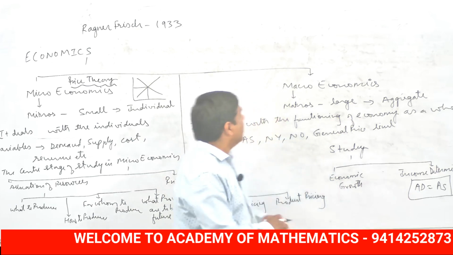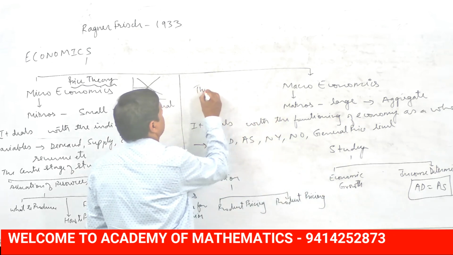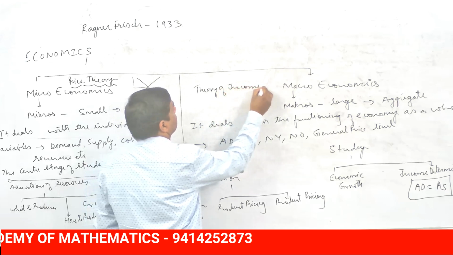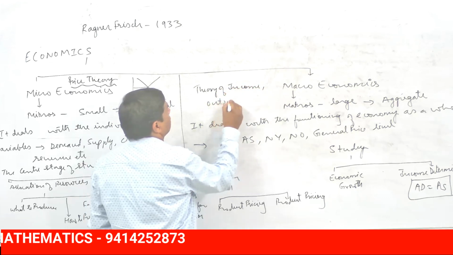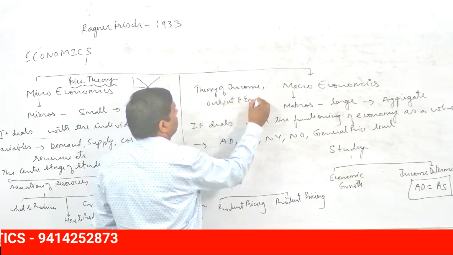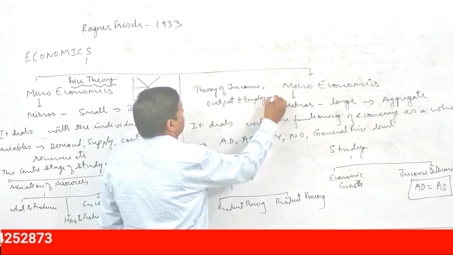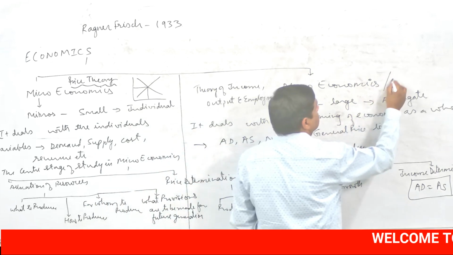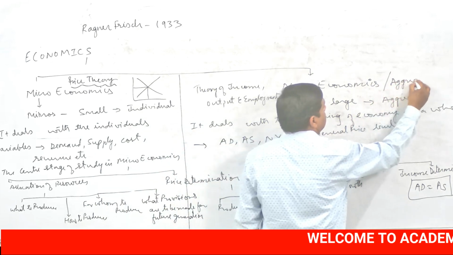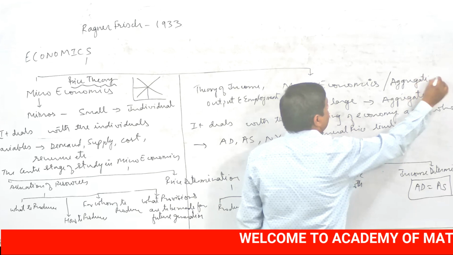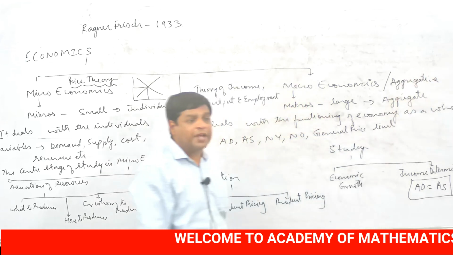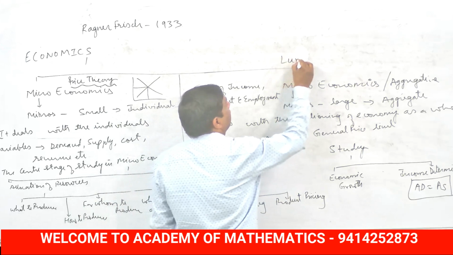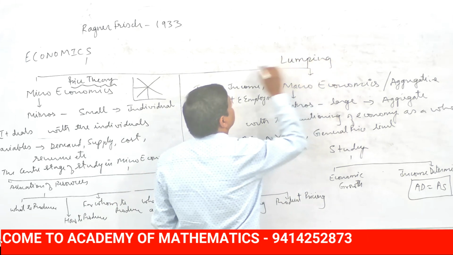So the other name of macroeconomics is theory of income, output and employment, or we can say aggregative economics. It can also be said that aggregative economics is the method of lumping. It is also known as the method of lumping, students.